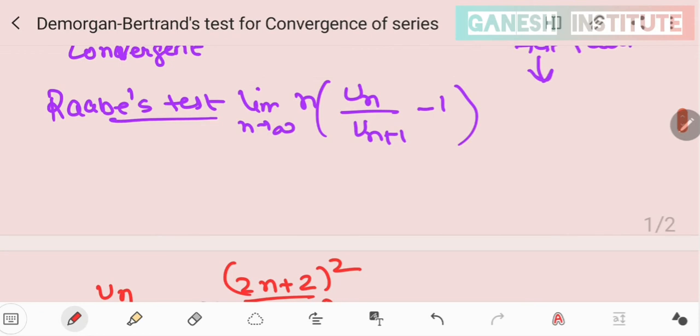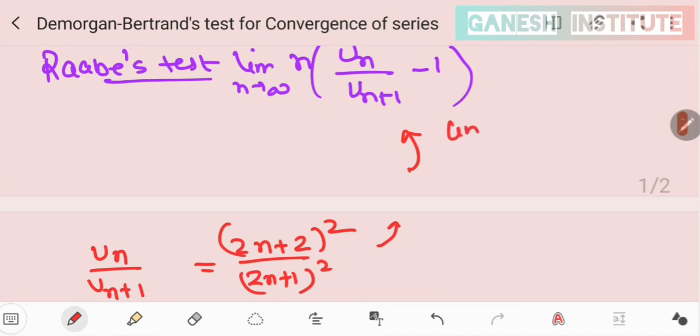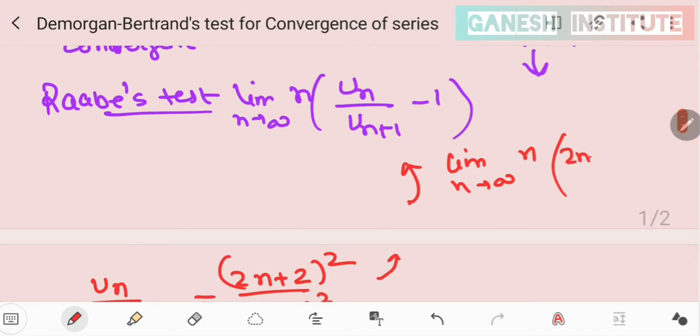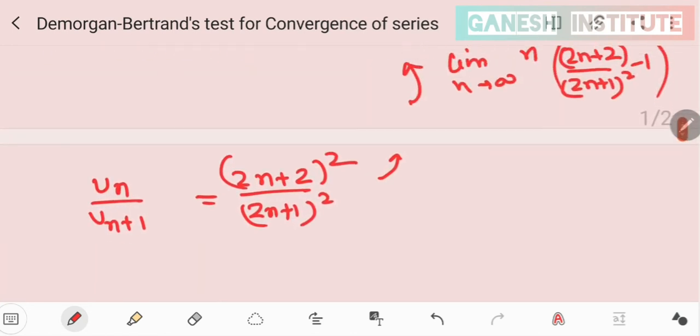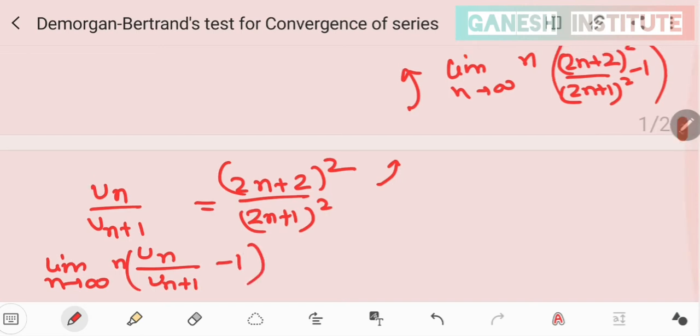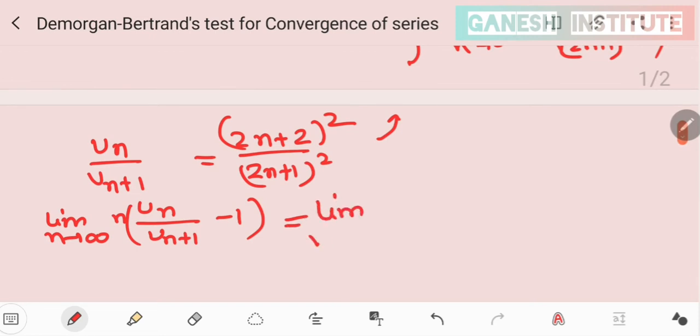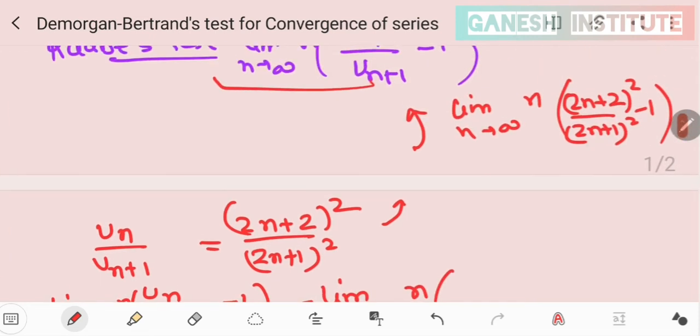Now if you just mark down this value here, you will be getting limit n tends to infinity n, and then this bit, which is 2n plus 2 by 2n plus 1 whole square minus 1, right? So the whole of this bit, limit n tends to infinity un by un plus 1 minus 1, will have the value limit n tends to infinity n, this thing, right?